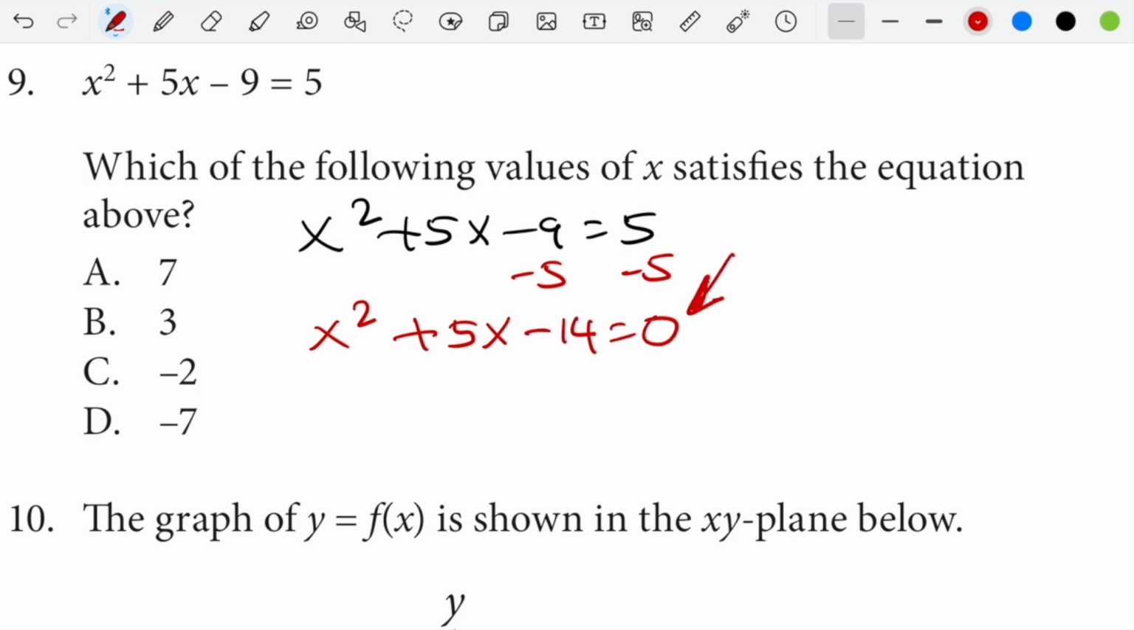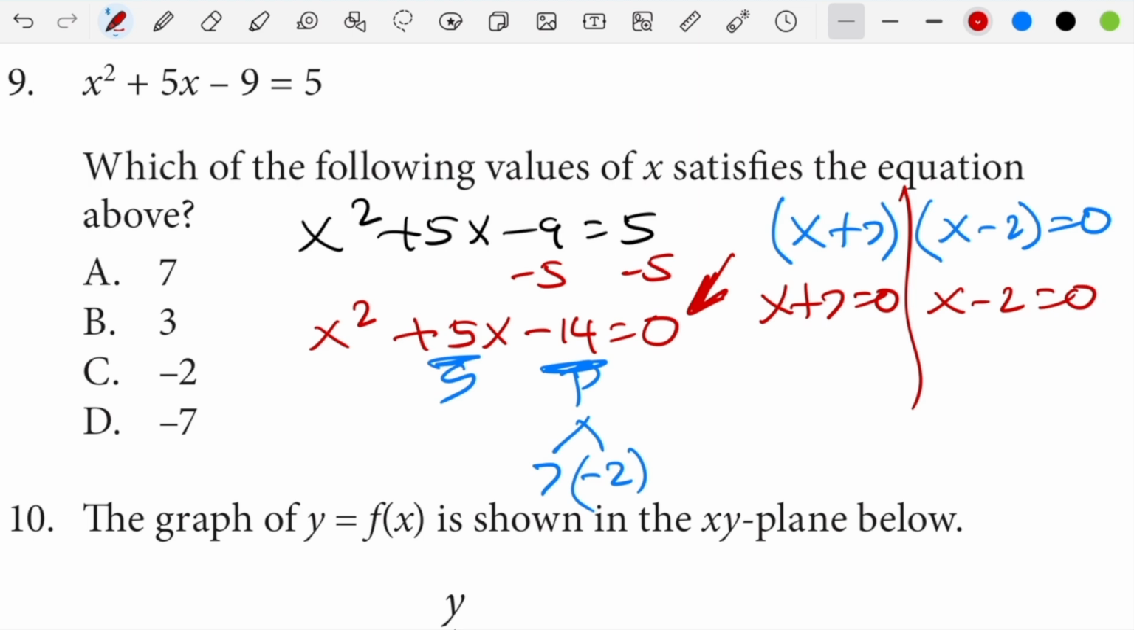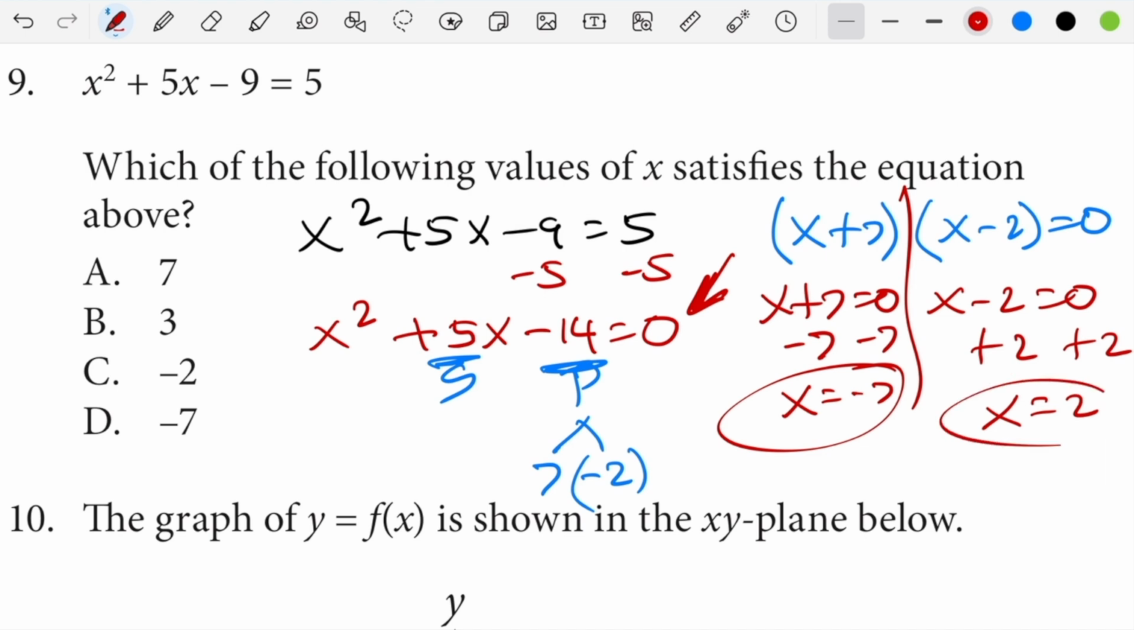When you have a 0 here, then I factor using product and sum, what we did already. So product, negative 14, and sum, 5. So that's going to give me 7 times negative 2. 7 times negative 2 is negative 14, and 7 minus 2 is 5. So my factors are x plus 7 and x minus 2 equals 0. From there, I make every factor equal to 0 and find the values of x. On the left side, you do minus 7, and that's going to give you negative 7. And on the right side, you do plus 2, and that is going to give you positive 2.